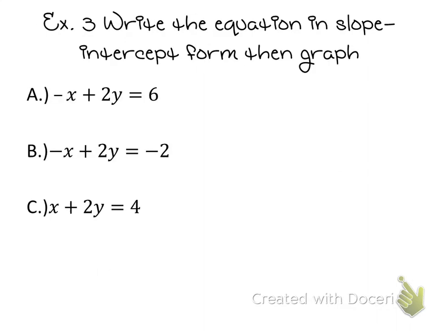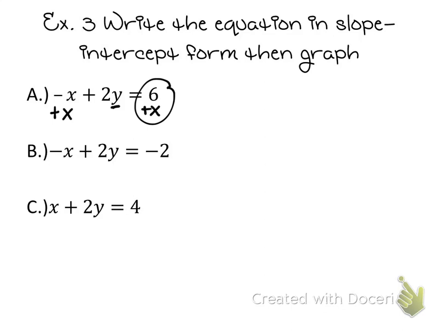Okay, so now they want me to put both of those pieces together, what I did in example 1 and what I did in example 2. So I need to write the equation in slope-intercept form first, because I cannot graph it unless it is in slope-intercept form, and then I am going to graph the line, okay? So slope-intercept form means y equals mx plus b. That means I need to get this y by itself. So I add x to both sides.